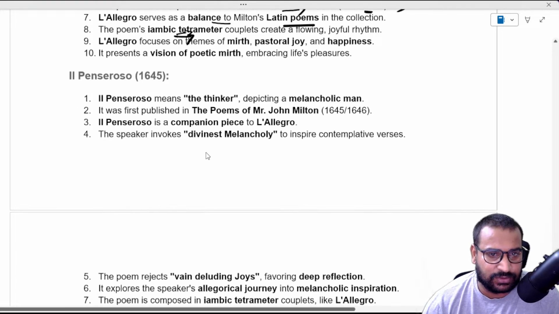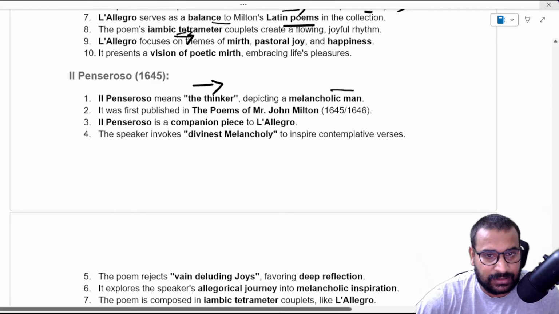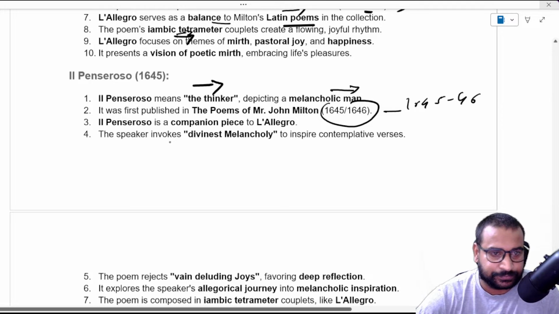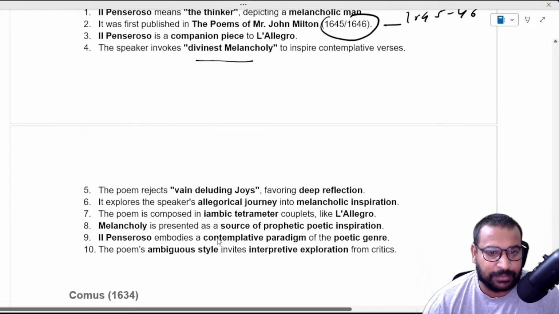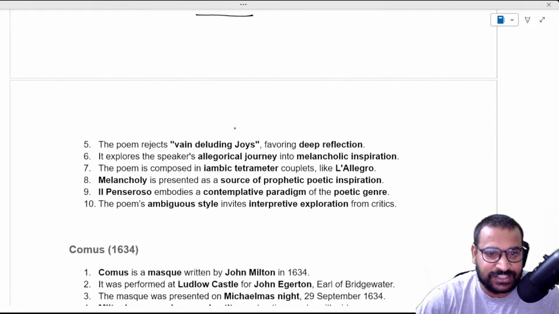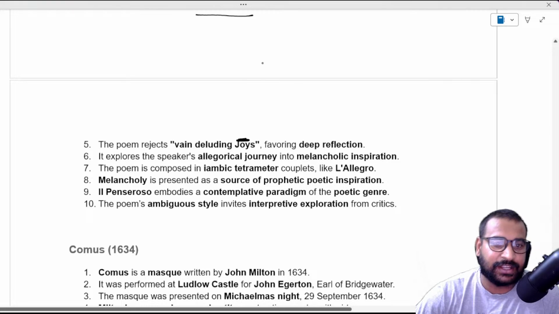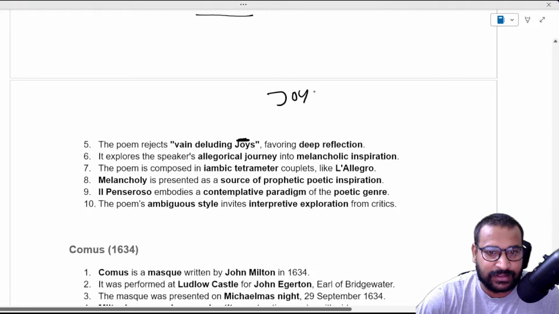Next is Il Penseroso. That means the thinker, the melancholic man. It is about a melancholic man. Remember, it was first published in the same 1645-46 publication. And what does the speaker do? He invokes divinest melancholy. The poem rejects vain deluding joys. So the other one was about a joyful day, right? And this one completely rejects deluding joys.